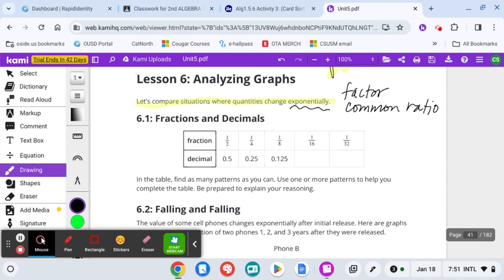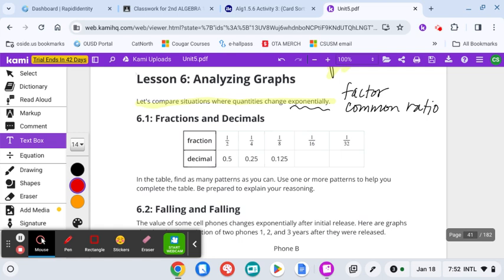And then let's look for patterns. In the table, find as many patterns as you can. Use one or more patterns to help you complete the table. Be prepared to explain your reasoning. So we're looking for sentences here of what you saw as your pattern with your reasoning. Pause the video here, and with your table mates, please see what patterns you can come up with.